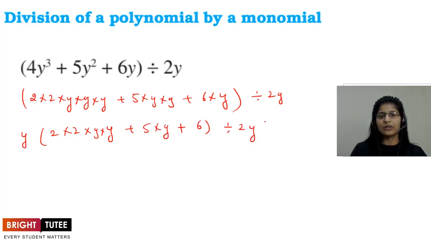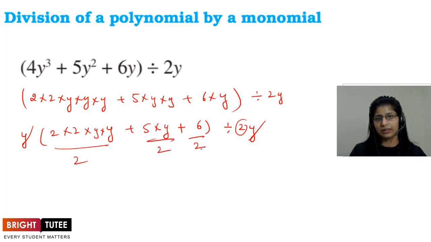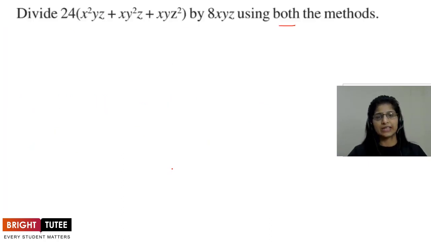Divide by 2. When you divide, y and y will get cancelled. Now it is just 2 that you have to divide. So you have to divide with the first term 2, the second term 2 and the third term 2. So you're going to get your answer. So these are different ways of solving it. Actually we are doing the same thing. Now let's try this question.